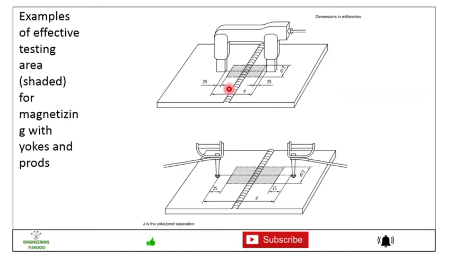Friends, then we have an example of effective testing area shaded for magnetization with yokes and probes. Here you can see T is the minimum distance between the yoke or probe separation. In between there is a weld, and this is the dimension in millimeters. 25 is the minimum requirement, and here you can see it must be D by 2, where D is the yoke or probe separation. Friends, this is how it is to be carried out for detecting the imperfections.